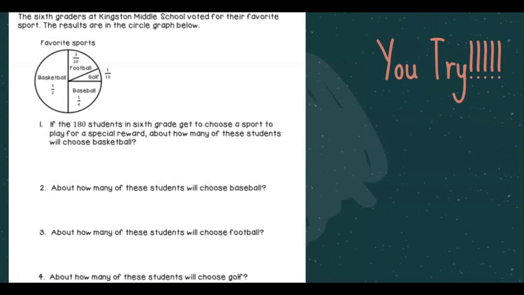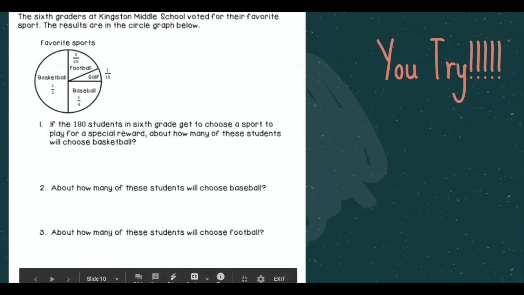Now, here's an opportunity for you to try on your own. It says the sixth graders at Kingston Middle School voted for their favorite sport. The results are in the circle graph below. So you will read the questions and you'll do the same exact thing that we just did with the last example, but here you have an opportunity to do it on your own.